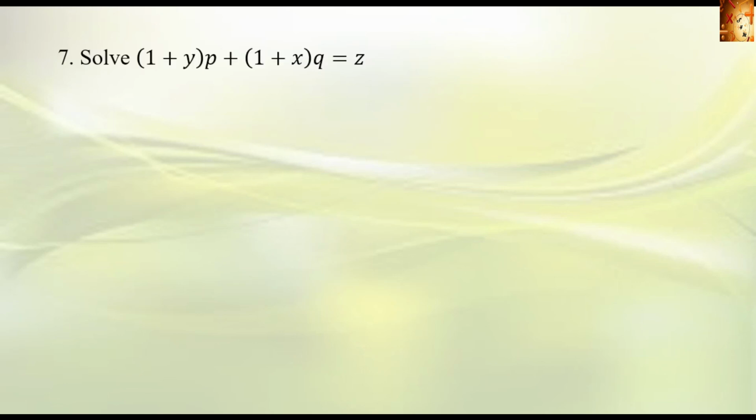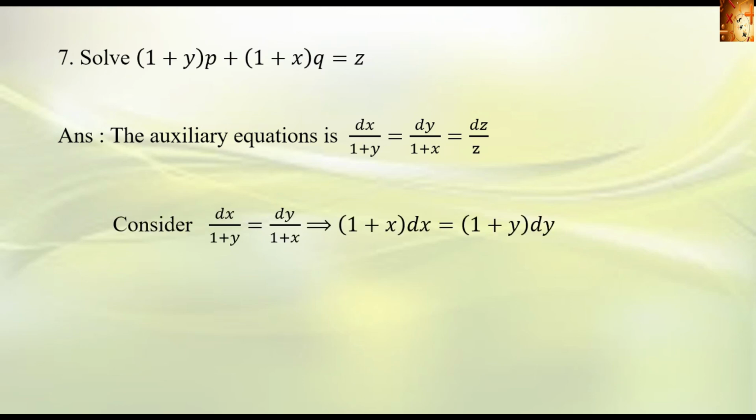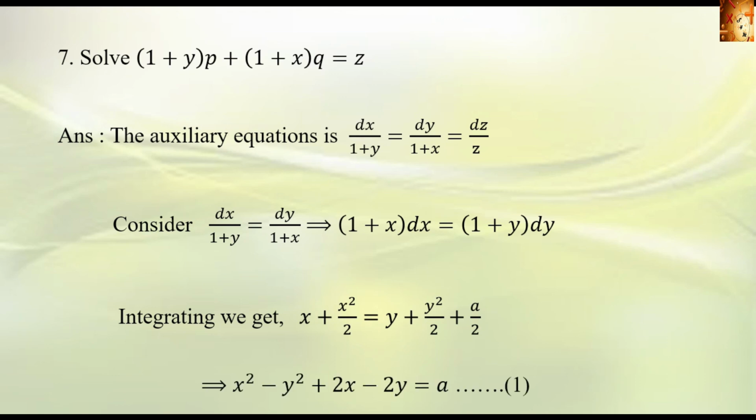Next problem, solve 1 plus y p plus 1 plus x q equal to z. Auxiliary equation is dx divided by 1 plus y equal to dy by 1 plus x equal to dz by z. Comparing the first two fractions, we get 1 plus x dx equal to 1 plus y dy. On integrating, answer is x plus x square by 2 equal to y plus y square by 2 plus a by 2. That is x square minus y square plus 2x minus 2y equal to a.